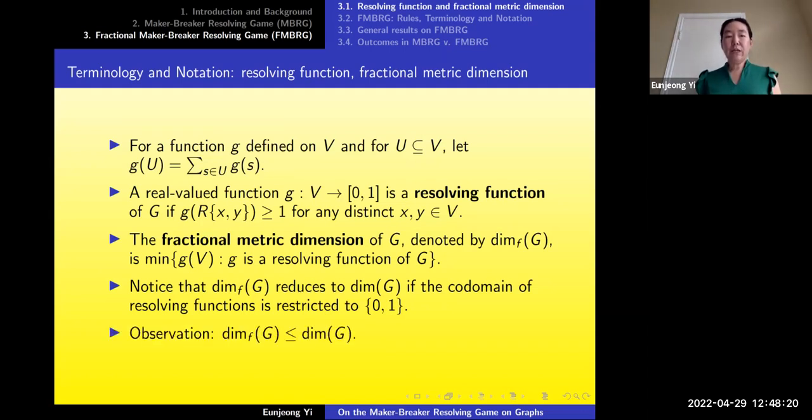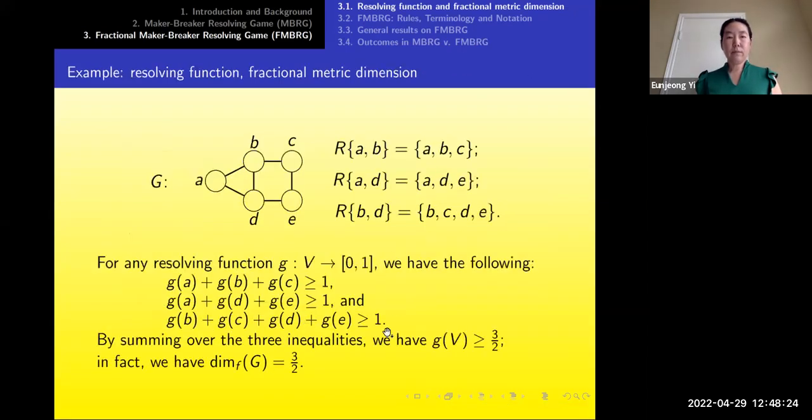So the fractional metric dimension of the graph is less than or equal to the metric dimension of the graph. Next. So, the same house graph as before.